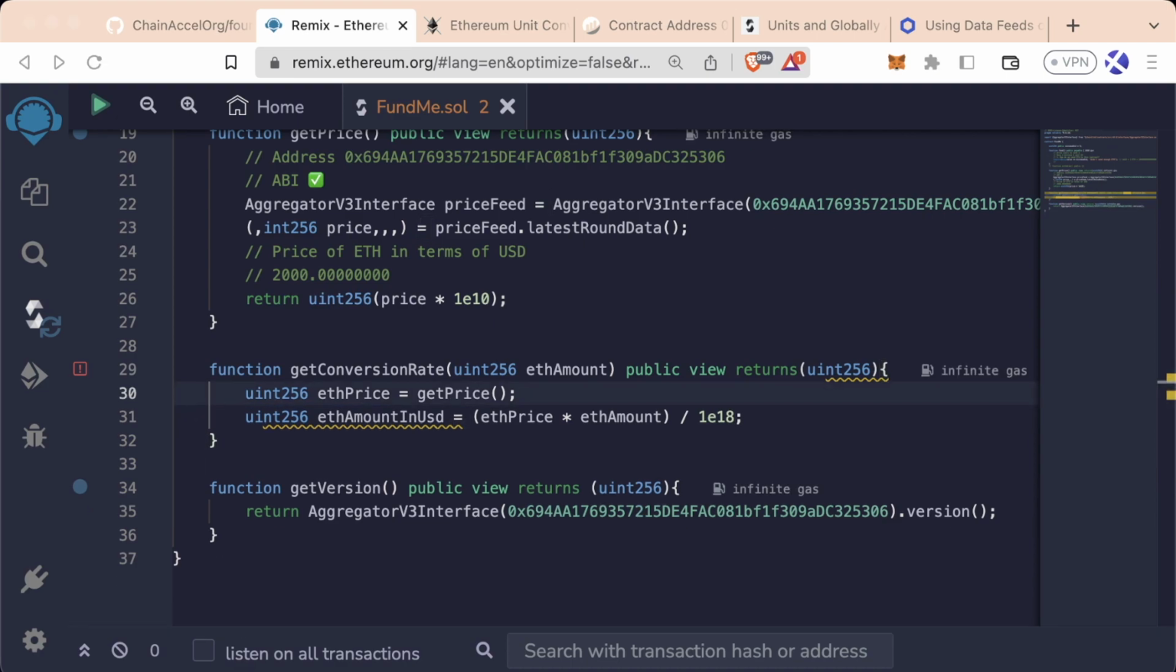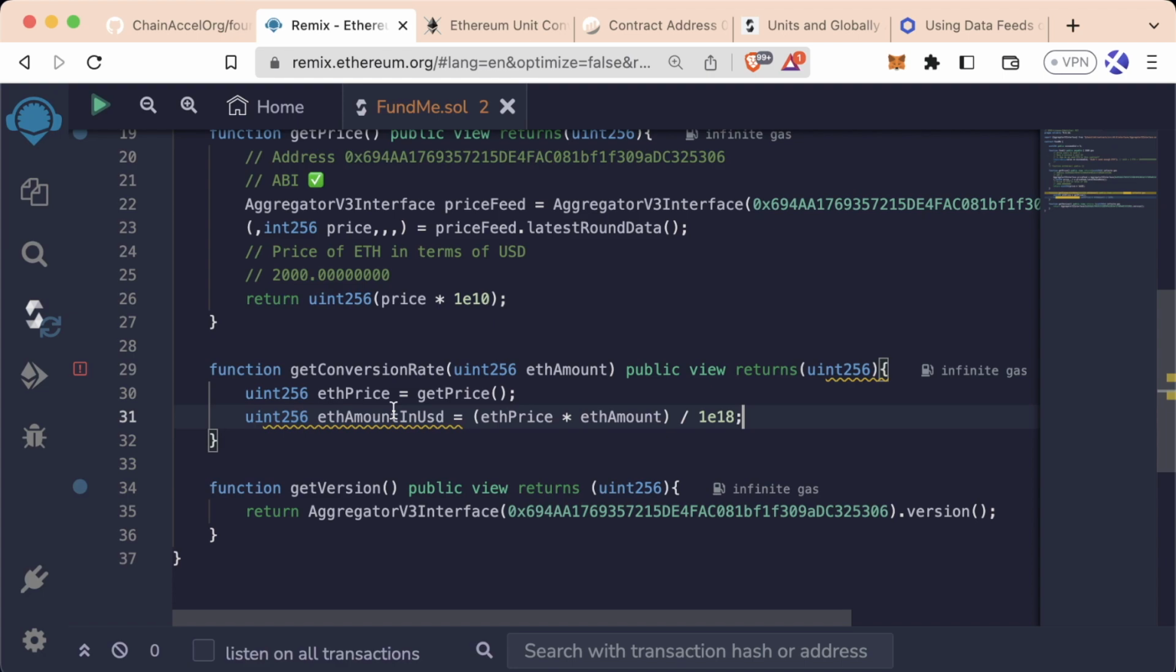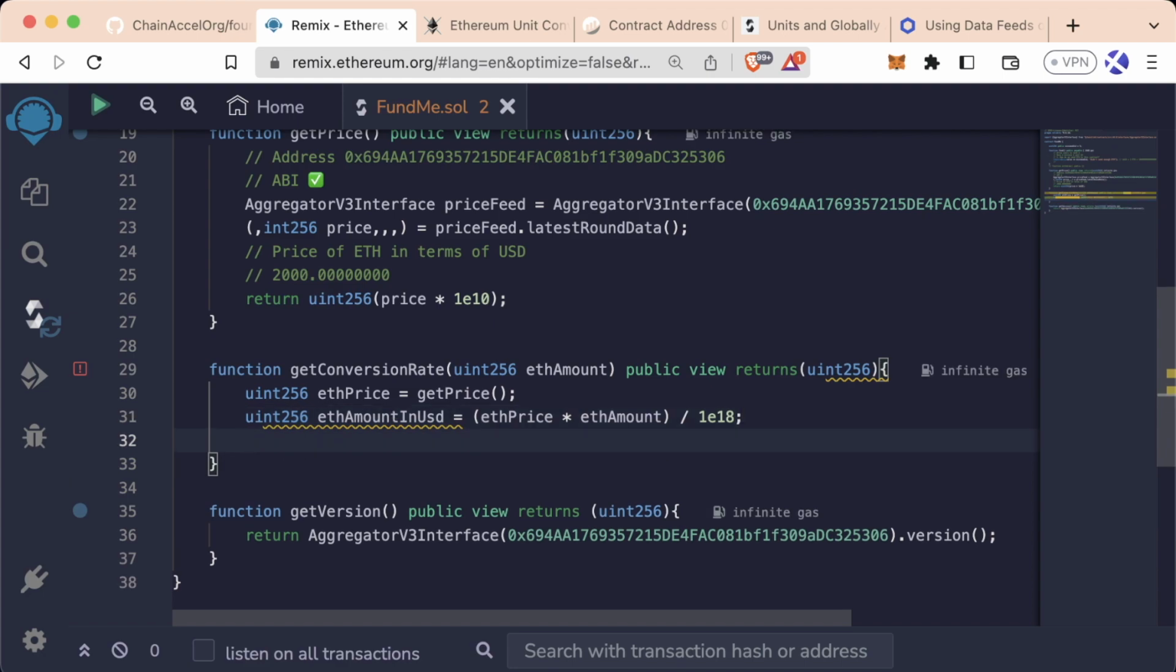When we get to the Foundry section of this course, testing all this math is going to be a lot easier. If you're really struggling with some of the math bits right now, I wouldn't let that slow you down, because one of the things that AI is really good at is doing a lot of these math conversions. But in any case, this ETH amount in USD is the number that we're looking for. So we can say return ethAmountInUsd. And awesome, now we have a get conversion rate function.